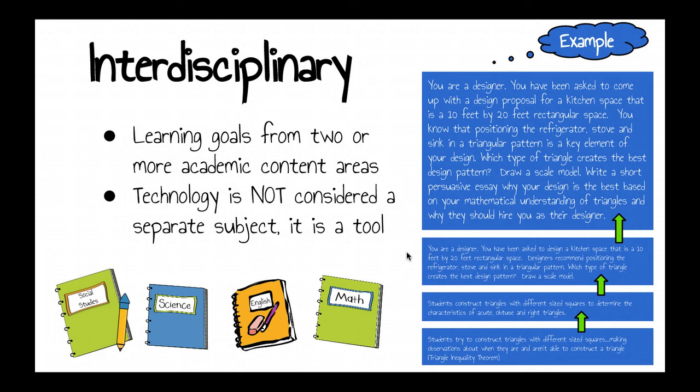They're asked to create a scale model of their kitchen and to explain why the type of triangle they chose is the best design pattern, and to do that in a short persuasive essay, why their design is the best, explaining their mathematical understanding of triangles, and why the person should hire their design team to design their kitchen. So the key here is that they're bringing in a focus and an element of their math understanding, as well as their understanding of persuasive essays. And this activity targets learning goals for both math and writing.